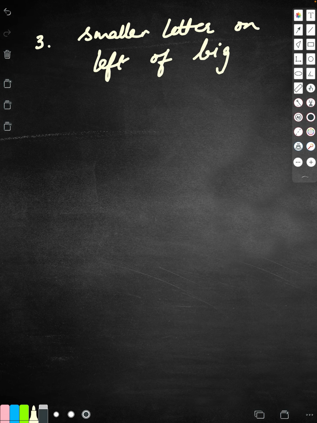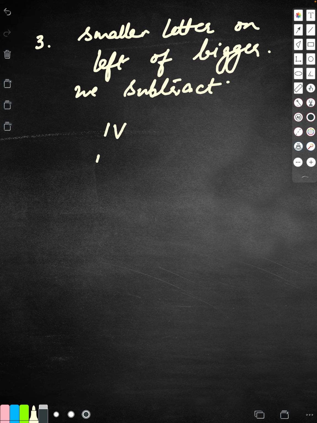Let's come to the next rule. The rule 3 says, children, when a smaller letter is placed on the left of the bigger letter, we subtract. Now all of you are in which class? You people are in grade 4. Now this has value 1, this has value 5, right? So in this case we subtract and we say that 4 is represented by IV. Got it? So these rules you have to learn.